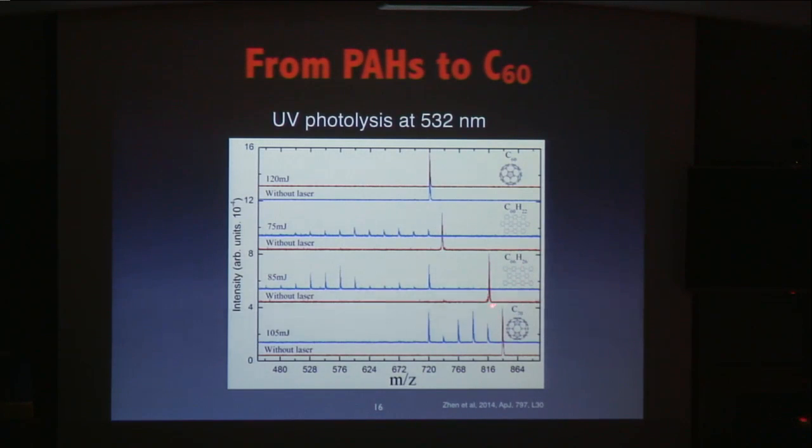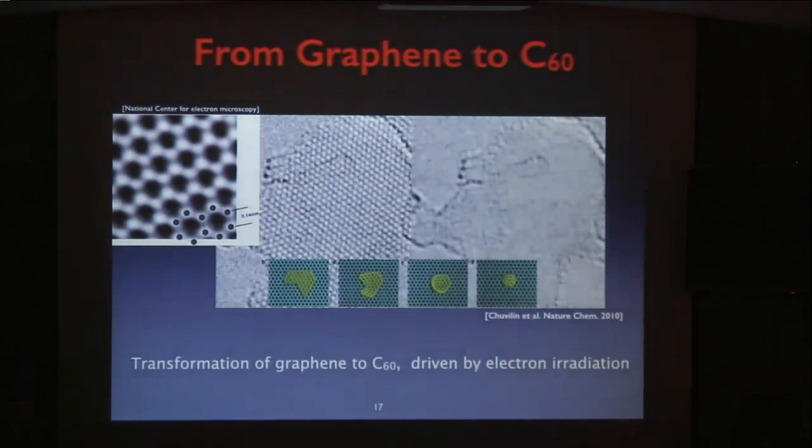Now for C66H26, you lose the hydrogens, you start to make the carbon skeleton, but you can see that here too, you make a C60 component, which is very stable under these conditions. And so we think this is evidence that the graphene platelets that you make by stripping off the hydrogens isomerize to C60.